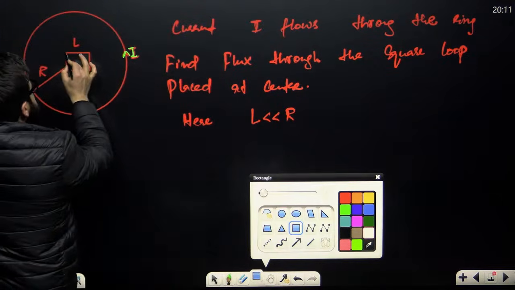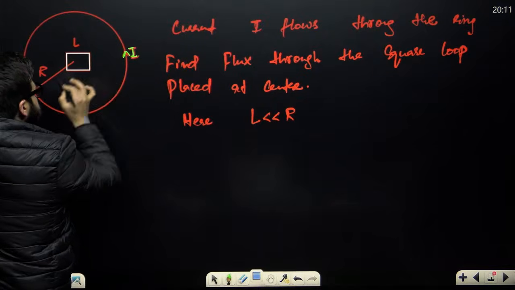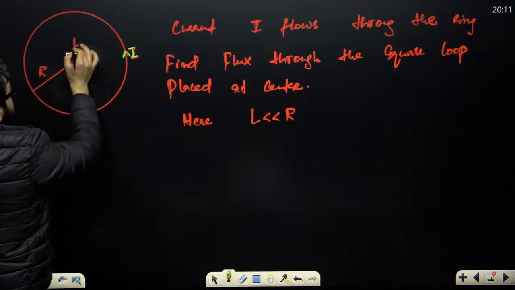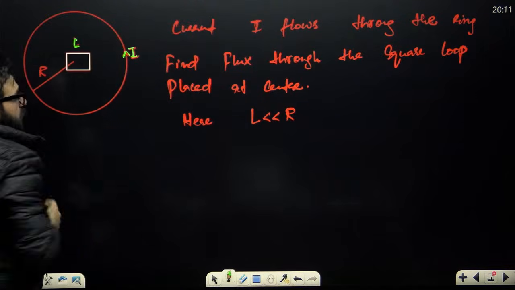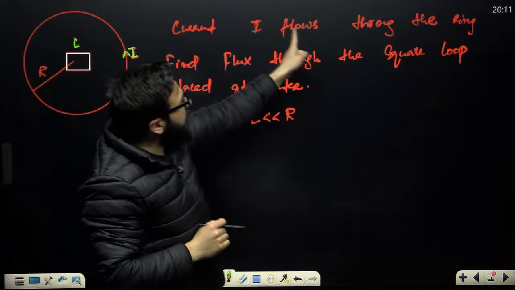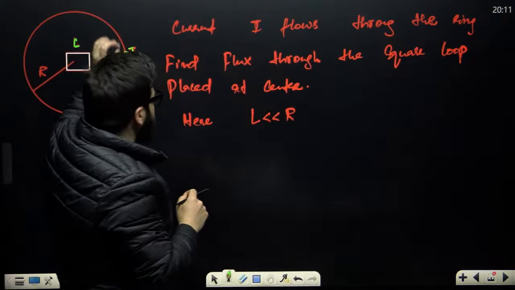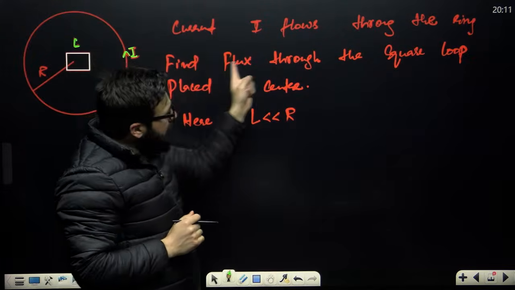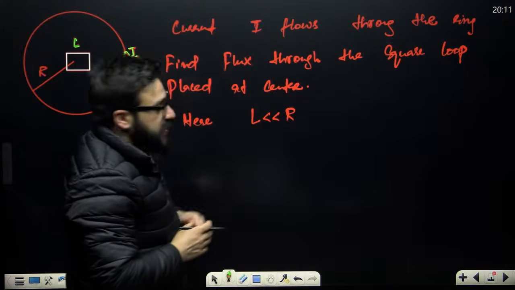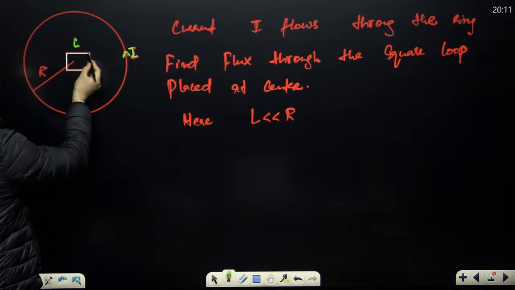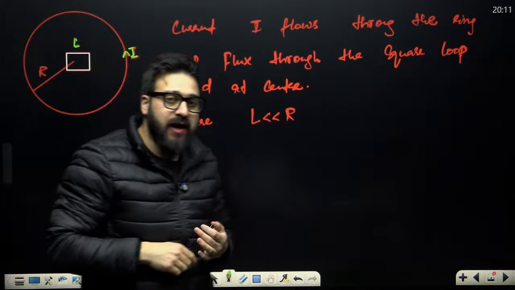This is the square loop which is placed at the center. Okay. And the length of this square loop is L. I am asking you, current I is flowing through this ring. Find the magnetic flux through the square loop placed at the center. You guys are supposed to tell me what is the magnetic flux through the square loop.